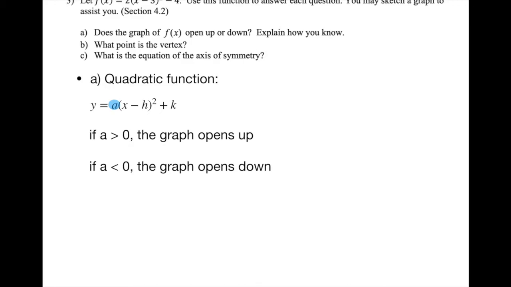If a is positive, the graph opens up, and if a is negative, the graph opens down. So in this case, a will be 2. As shown here, a is 2, which is positive, so the graph opens up.